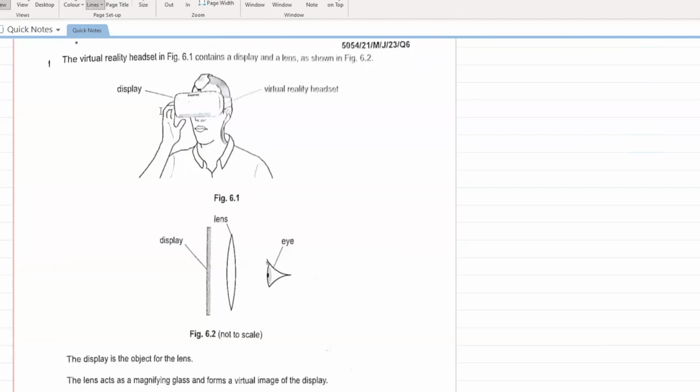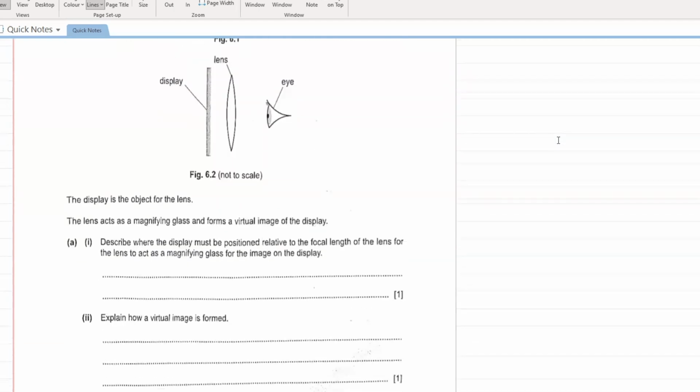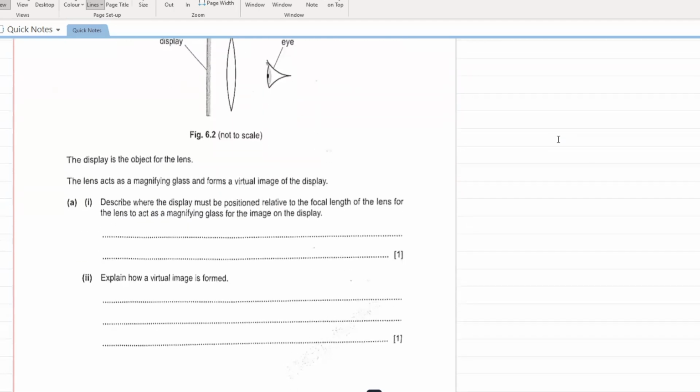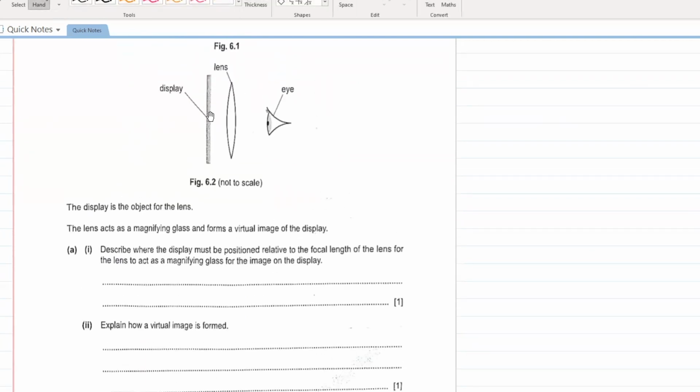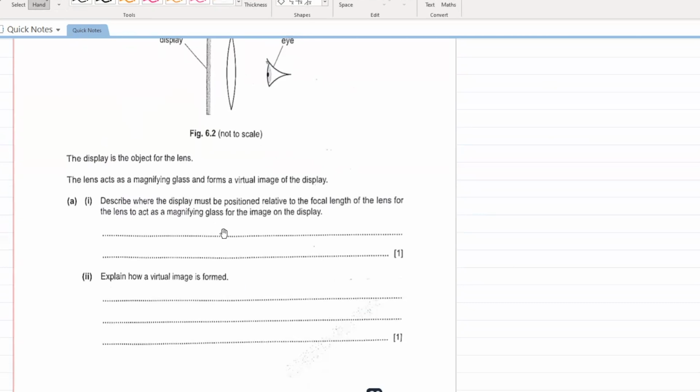Let's see this question. The virtual reality headset in figure 6.1 contains a display and a lens as shown in figure 6.2. Okay. This is the virtual reality headset. This is the display. Okay, let's further move ahead. The display is the object for the lens. Okay, so this is the object for the lens. The lens acts as a magnifying glass and forms a virtual image of the display.